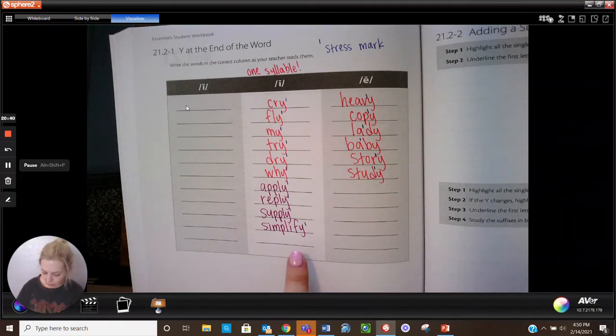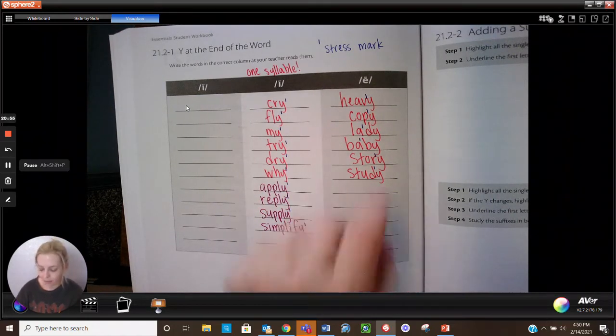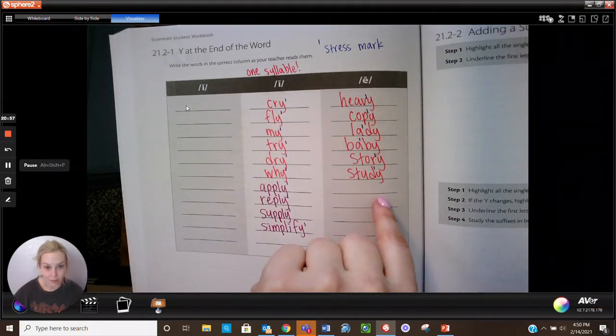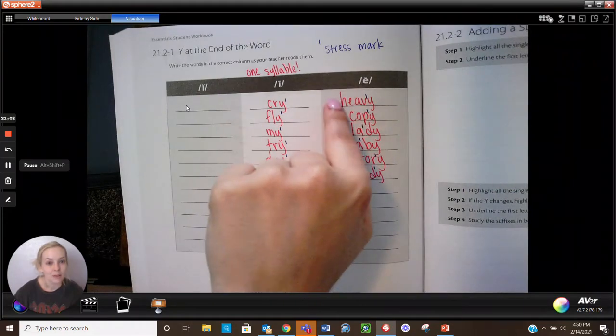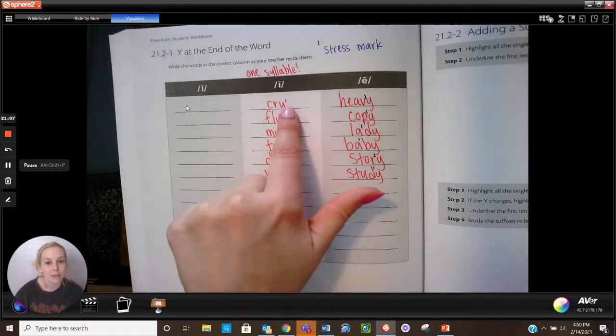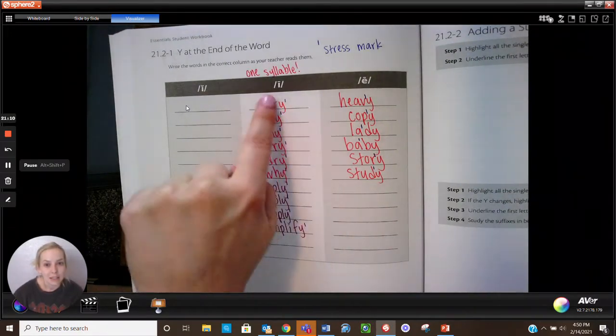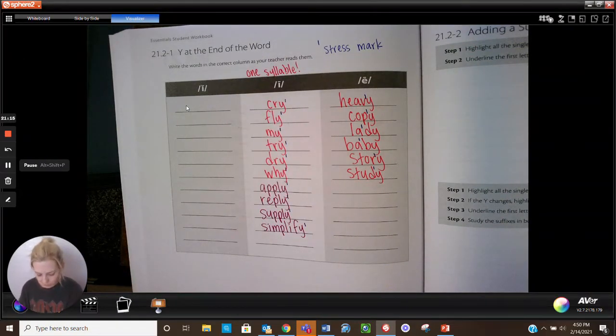I notice that when a word ends with single vowel Y in a stressed syllable, it says I. When a word ends with single vowel Y in an unstressed syllable, it says E. So you can see Y is at the end of all these words, and it's the unstressed syllable, right? Because that mark is for the first syllable. So these are all saying E. When a word ends with Y, and it is the stressed syllable, it says I. So cool.